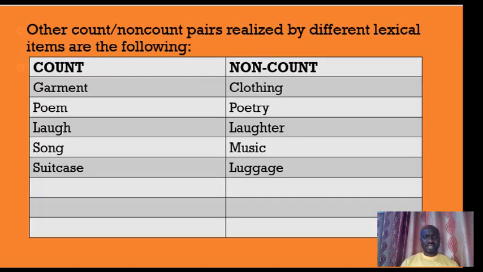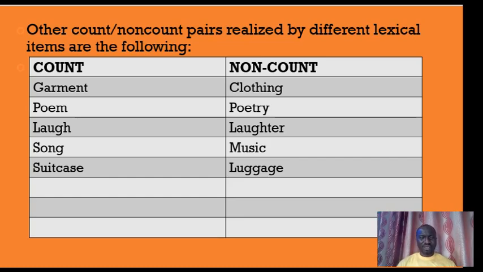Other count, non-count pairs realized by different lexical items are the following. We have garment, which we change to clothing in order to be non-count. Poem, we have poetry. Laugh, we have laughter. Song, we have music. Suitcase, we have luggage.